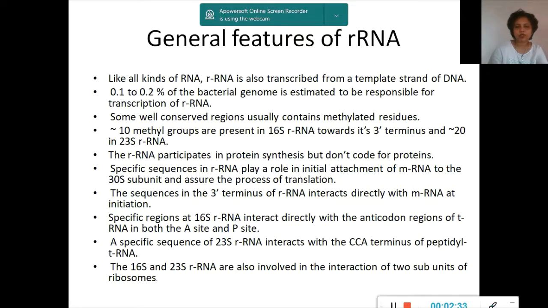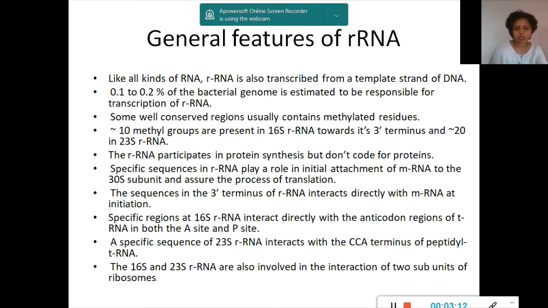Generally, the ribosomal RNA participates in protein synthesis, but it does not code for any proteins. It mainly assists the ribosome in protein synthesis. Now, how it assists, that's what we are going to see. Specific sequences in the ribosomal RNA help in the initial attachment of the mRNA to the 30S subunit and assure the process of translation. And the sequence in the 3' terminus of the rRNA interacts directly with the mRNA at initiation.